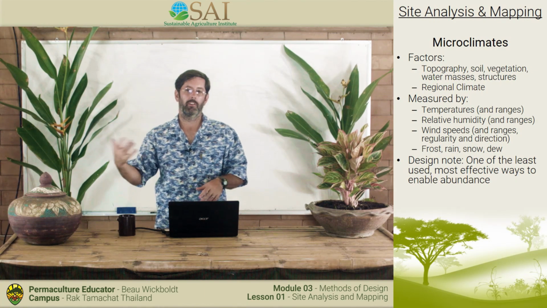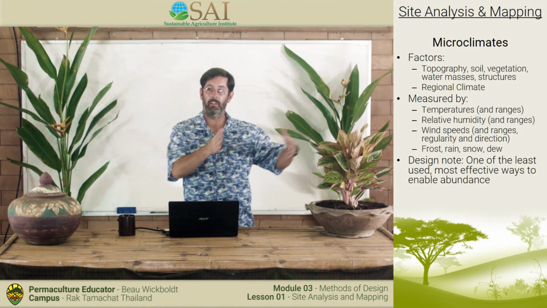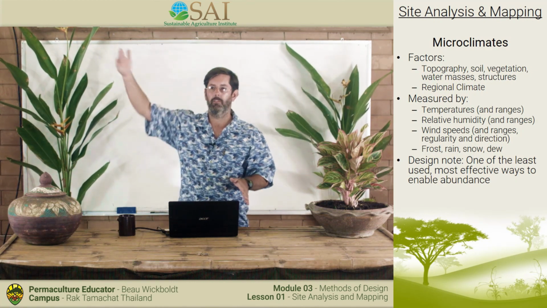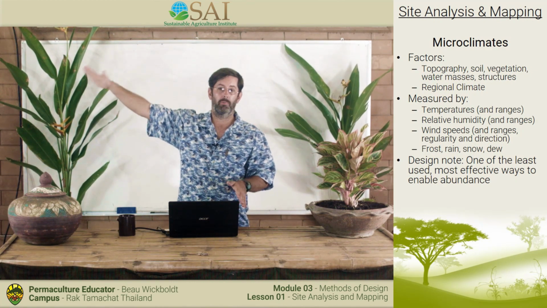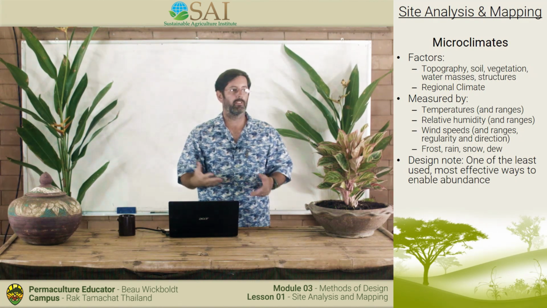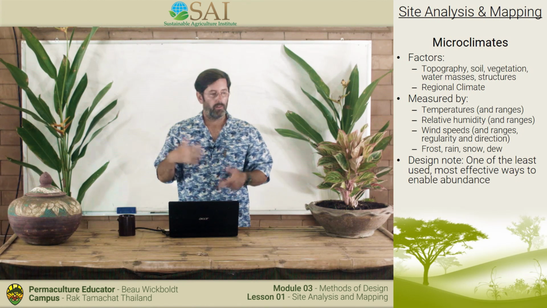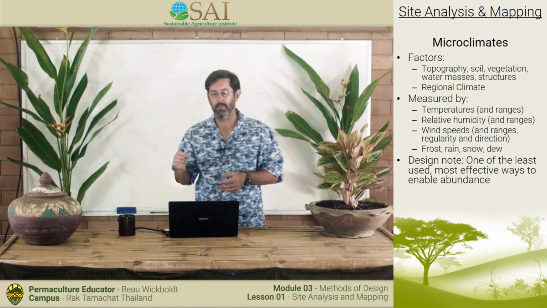Vegetation can be different. The vegetation that would be happy to live next to the rice field, because there's lots of water, would be much different than the vegetation that would live up on the upper rockier portion of the property. Water masses, how are they there? Where does the drainage come from? What structures are on your property, and regional climates.